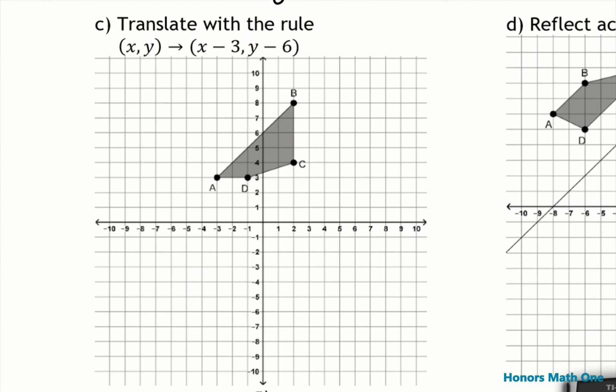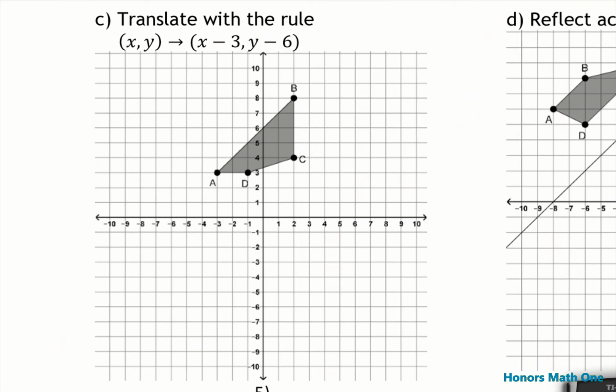All right, let's move to C. C says translate with this rule. So this rule is telling me that whatever my x value is, I need to decrease it by 3. And then I need to take my y value and decrease it by 6. So for A, I'm just going to go back 1, 2, 3, and then I'm going to go down 6 from here. 1, 2, 3, 4, 5, and 6. So this should be the location of my new point A. So this is A prime. D, I'm just going to go back 1, 2, 3, and then down 1, 2, 3, 4, 5, and 6.